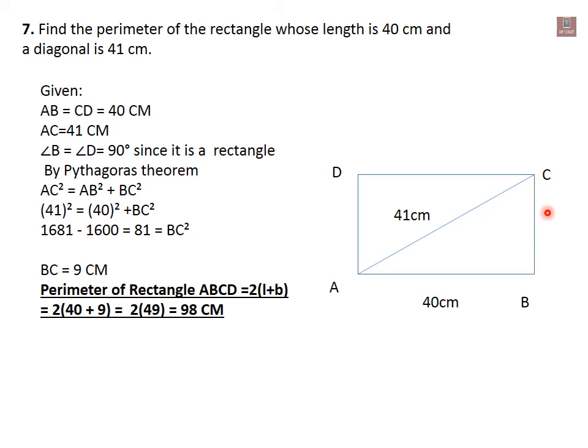Okay. So this is 9 centimeter and this is 40 centimeter. So how do you find the perimeter? Perimeter is 40 plus 9 plus 40 plus 9, which is 2 into (L plus B). So 2 into (40 plus 9). 40 plus 9 is 49. 2 into 49: 2 nines are 18, 2 fours are 8 plus 1 is 9. 98 centimeter. So perimeter is equal to 98 centimeter.